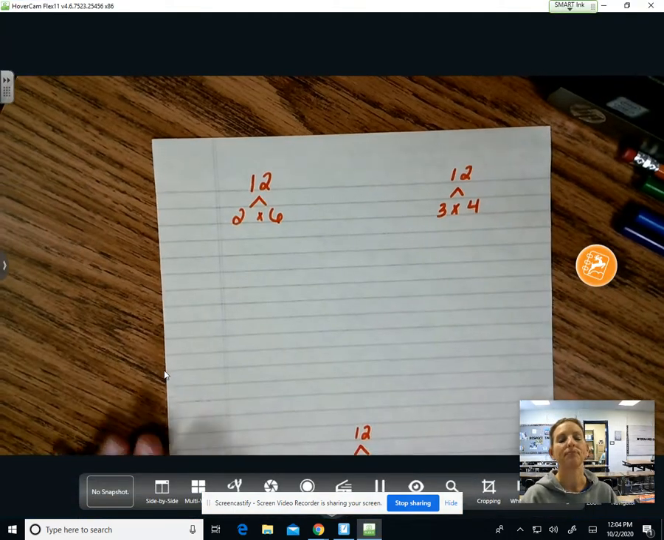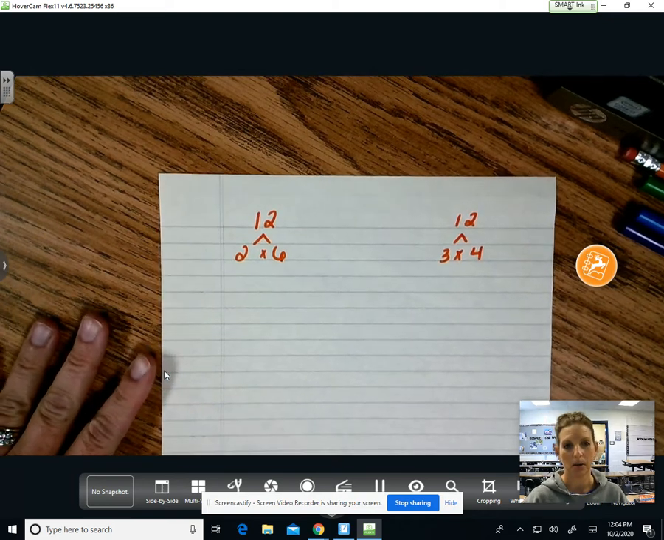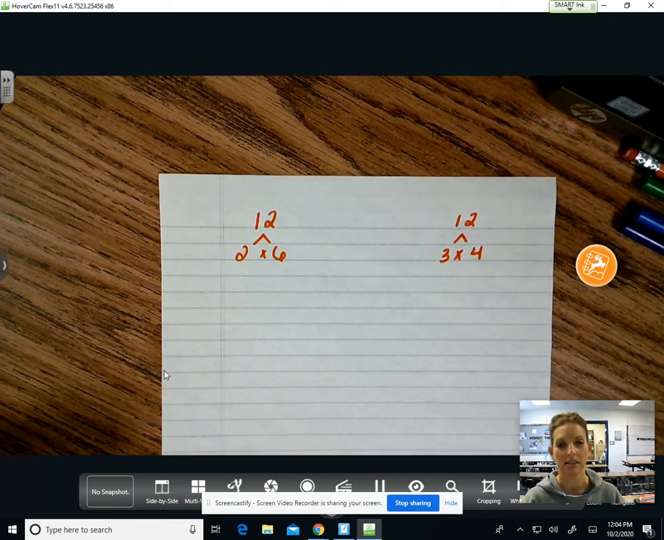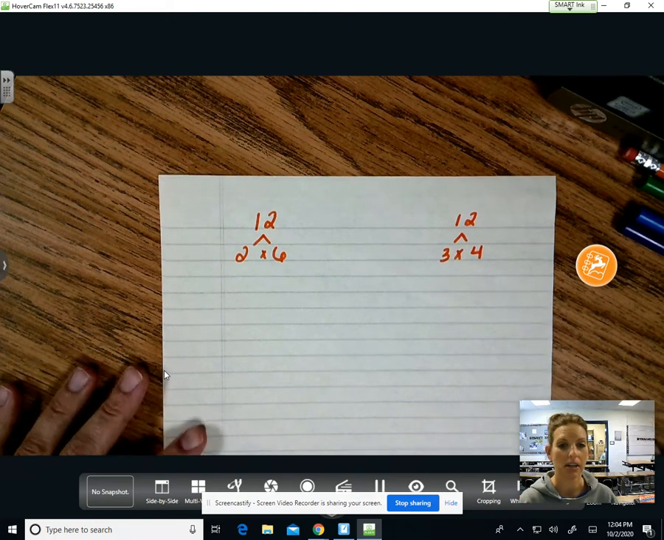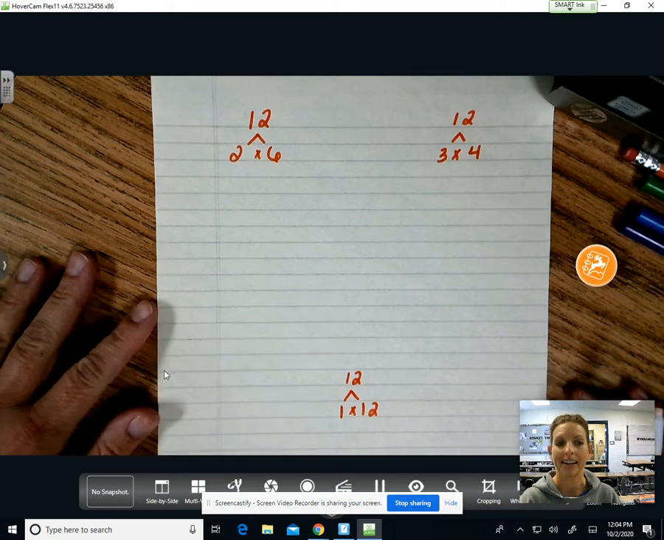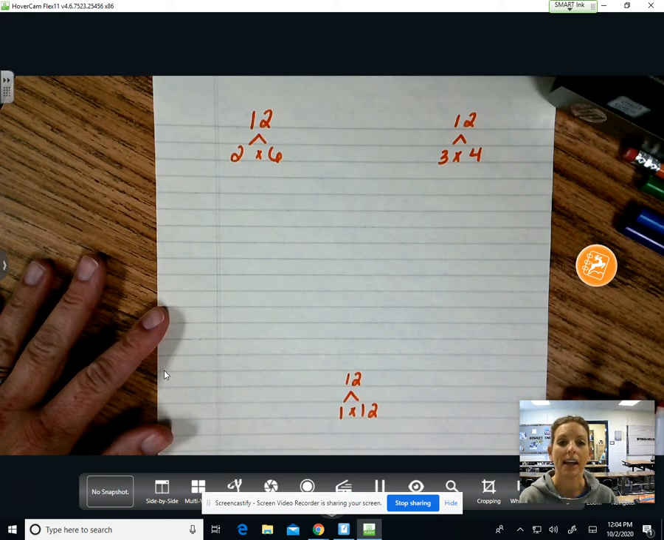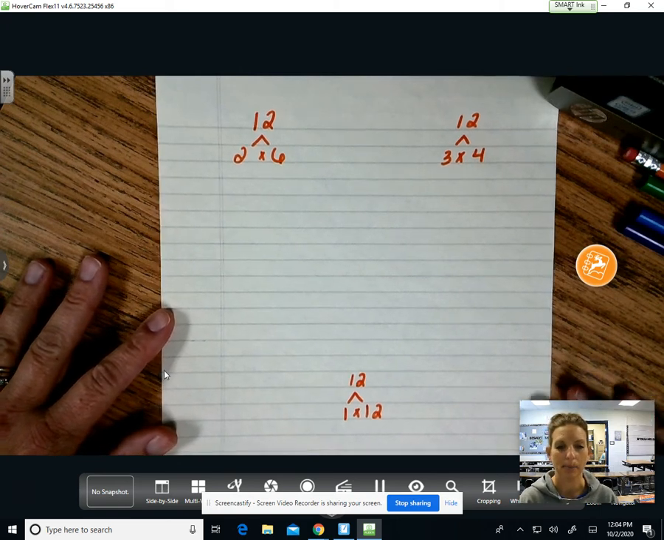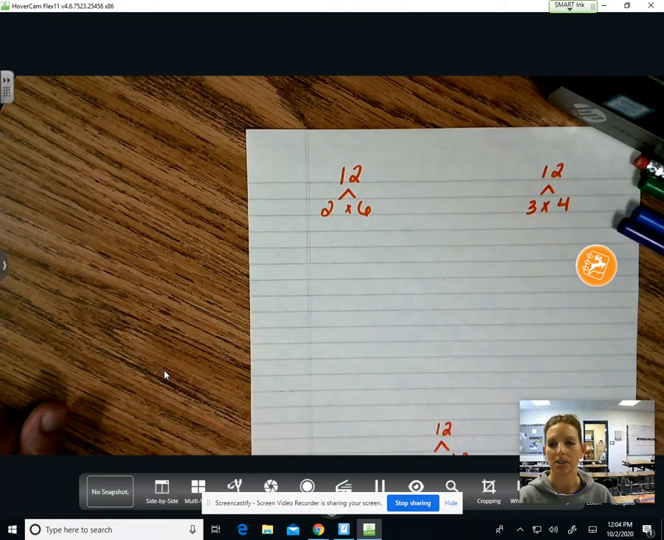Okay, so I have the number 12. And what I want to do is pick some factors that fit into 12, and find factor pairs. So here I've chosen some different factor pairs of 12. And the purpose of this is to show you that it does not matter which factor pairs you start with, just like the lady in the video said. So here I have some different choices, and I'm just going to focus on 2 times 6 first, okay?